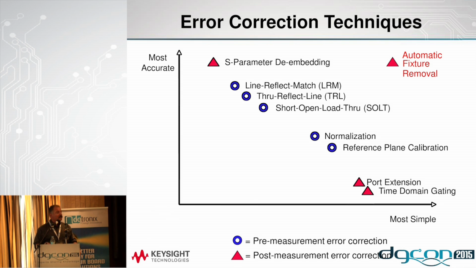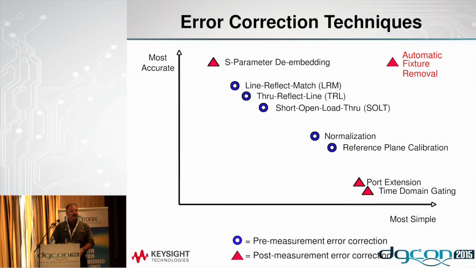If we're going to do something and we just need a fast, easy, quick answer, time domain gating, port extension is perfectly fine. But if you're going to do publishing or you're making big decisions upon data sets, then I would feel personally more comfortable with S-parameter gating, or excuse me, S-parameter de-embedding. Okay? So as you can see, most of this is a linear type of relationship between accuracy and simplicity.